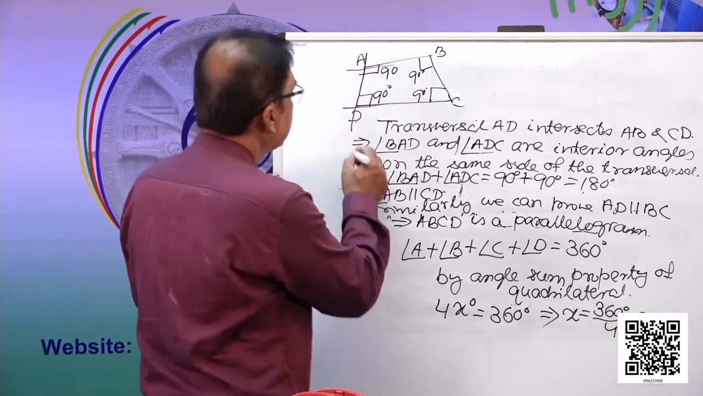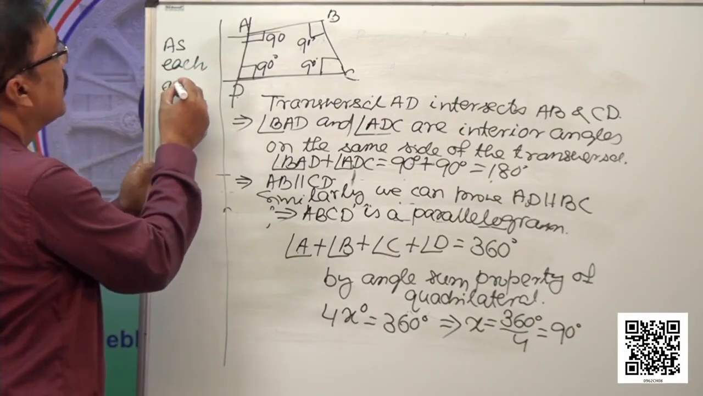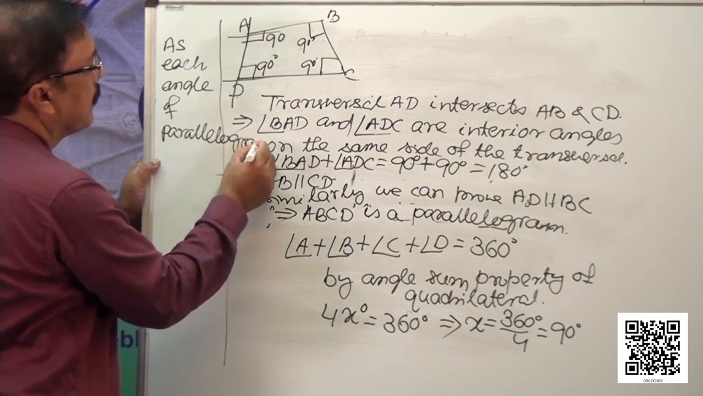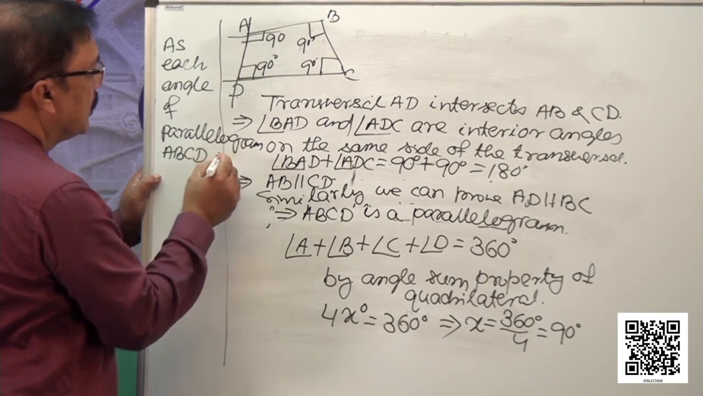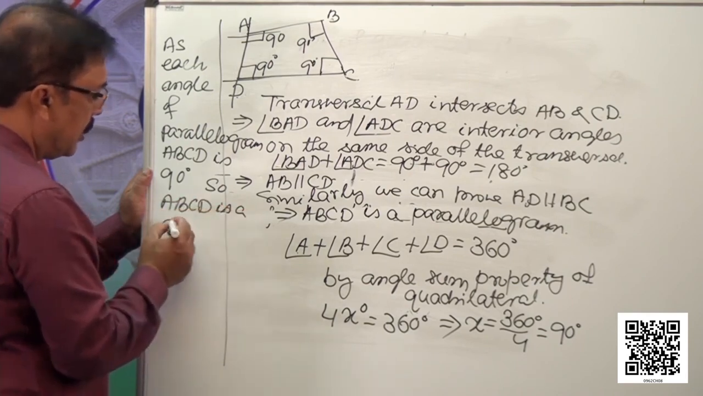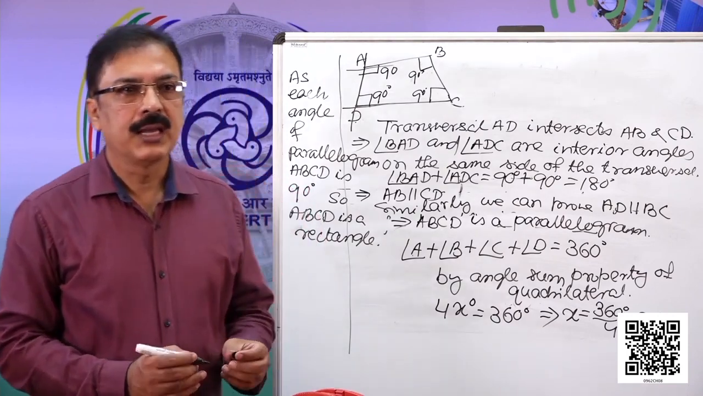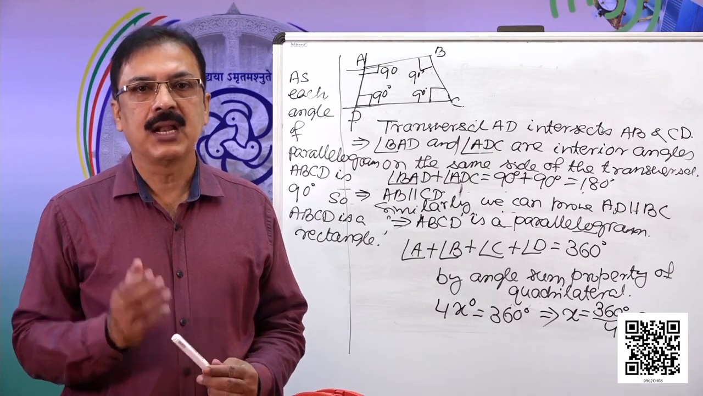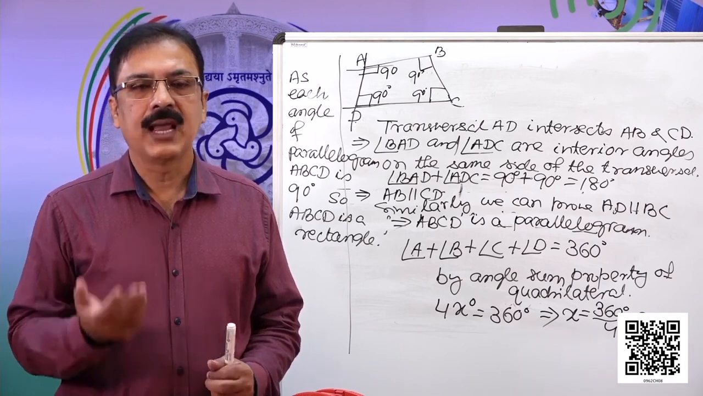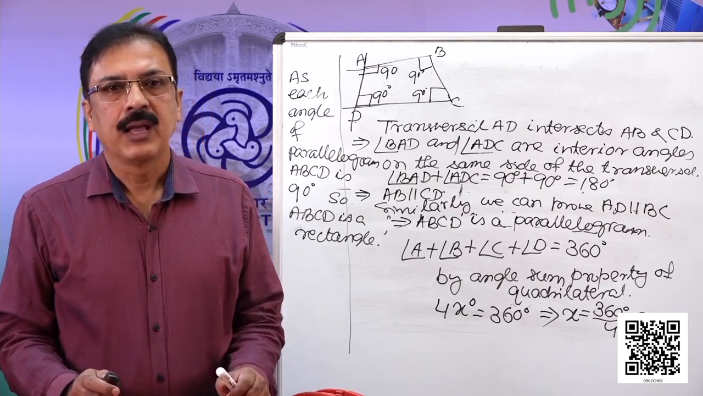So, as each angle of parallelogram ABCD is 90 degree, ABCD is a rectangle. So by using angle sum property and the definition of parallelogram, we can prove that if the angles of a quadrilateral are equal, it gives rise to the quadrilateral being a rectangle. Now come to another question.